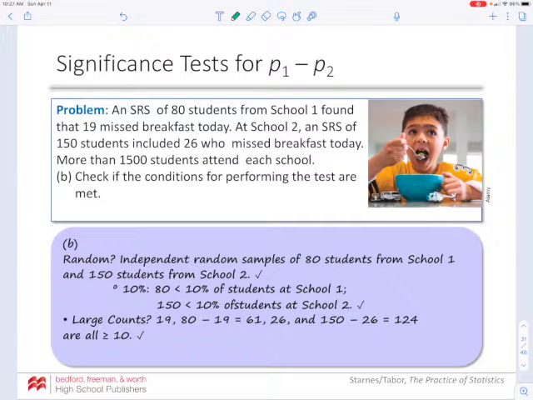So we check. Both are random independent samples of students. You have 80 from School 1 and 150 from School 2. Both are less than 10% of all students at the school. And then our large counts are all greater than or equal to 10.